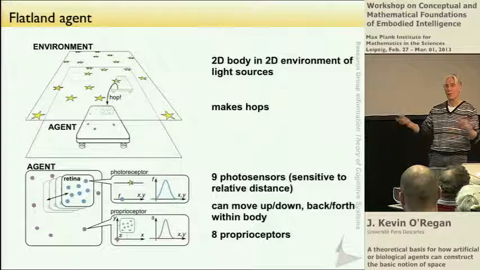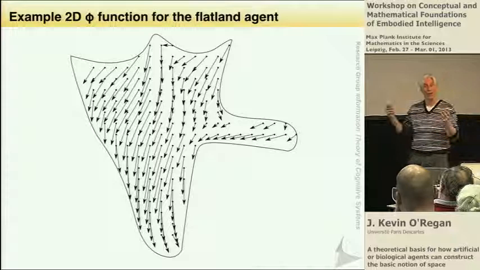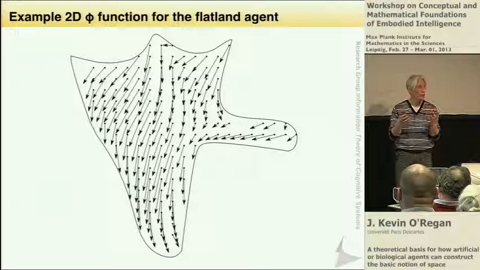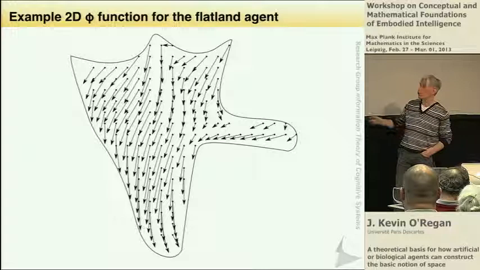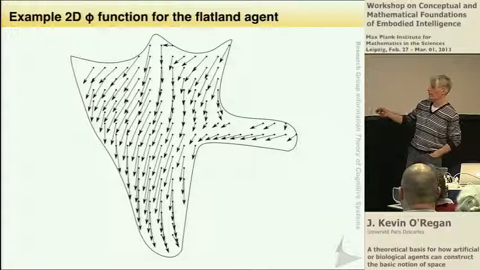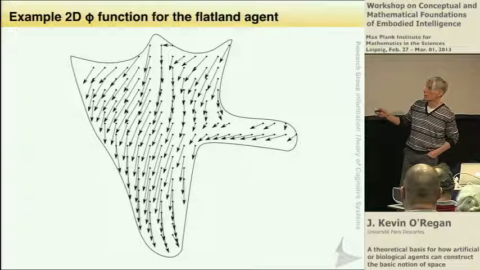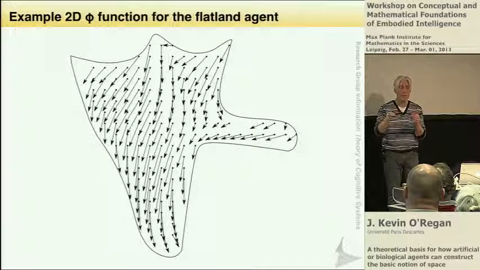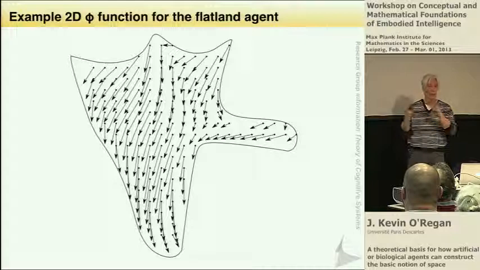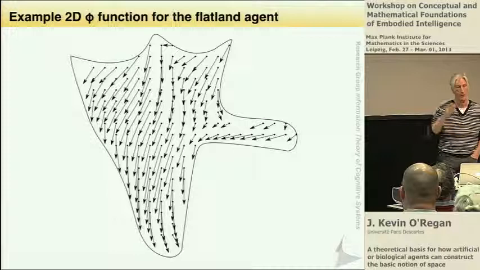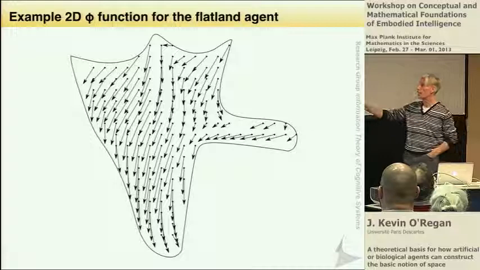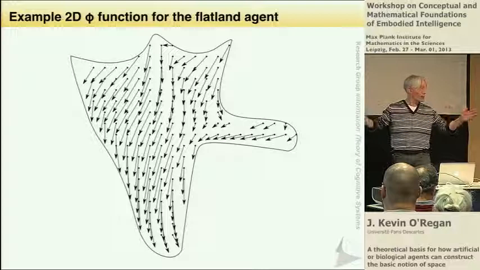Okay, so what we can do now is have the agent scan some environments, and it can construct these functions phi in the same way as I showed you before. So here is an example of the functions phi for the flatland agent for a particular shift. And you see these arrows here show the compensatory proprioceptive shift that is necessary to compensate for the particular sensory change that is produced by that particular shift in the environment or in the motion of the agent. So the agent has tabulated a whole host of these functions phi for all sorts of different shifts. That's what it has in its memory now.